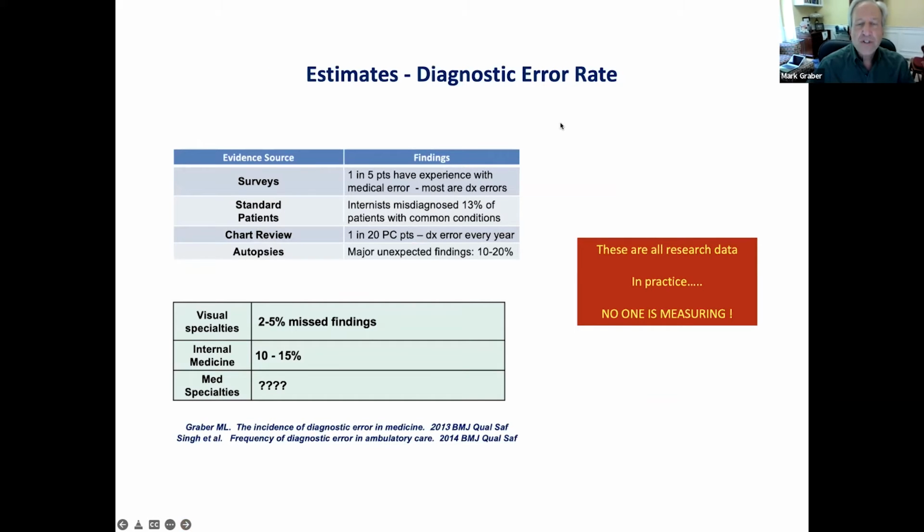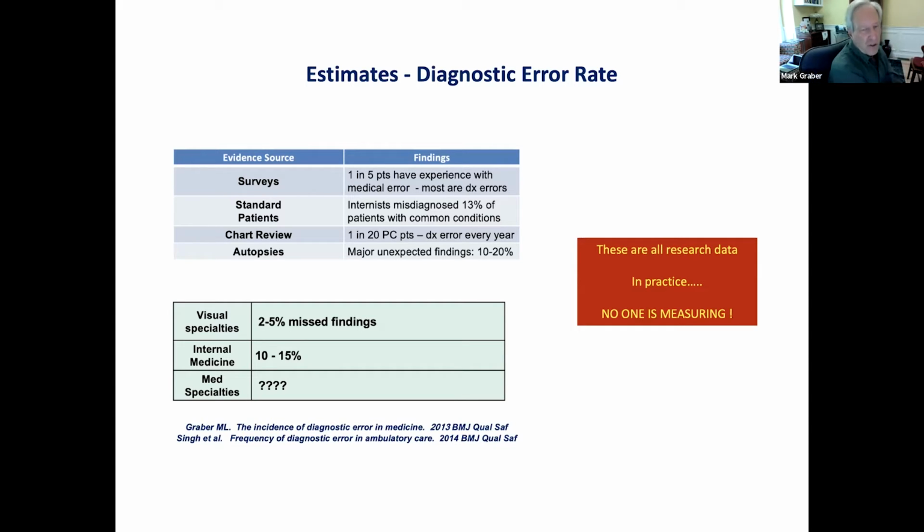And this is some research data on how likely it is that there be a diagnostic error. The gold standard comes from autopsies, and there are still places in the world, and actually a few in the United States, where they still do a lot of autopsies. And what's found is that there is a major unexpected finding 10, 20, 30% of the time. So this is something that was discovered at autopsy that was not apparent or realized during life, or vice versa.